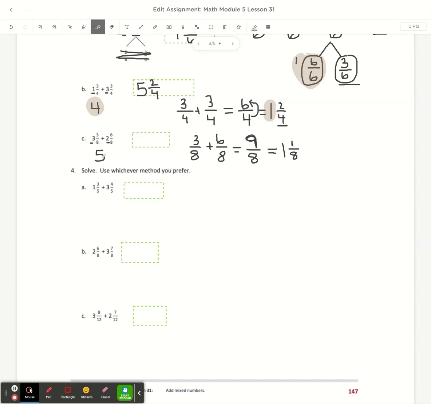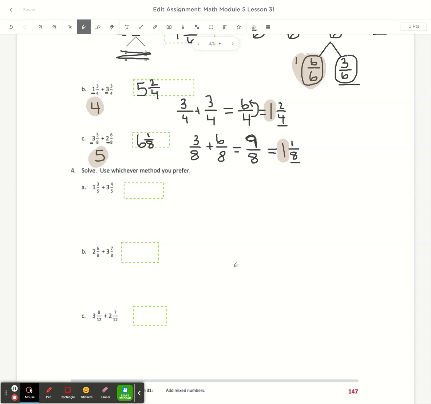Again, I'm not quite done yet. I need to take this whole number that I just left hanging off to the side and add it to my other whole number. So 5 plus 1. Well, I know that 5 plus 1 equals 6. And now I just have to add this little fraction to it as well. So 6 1/8.